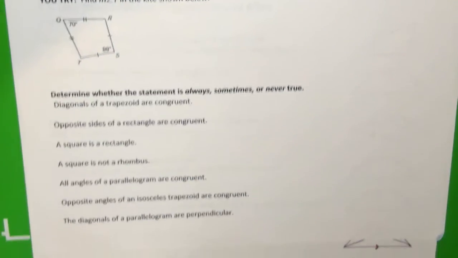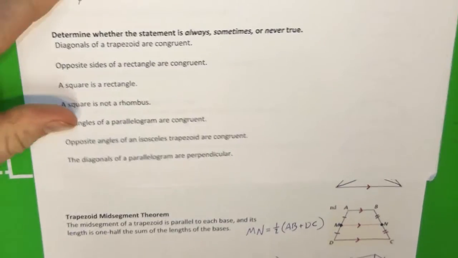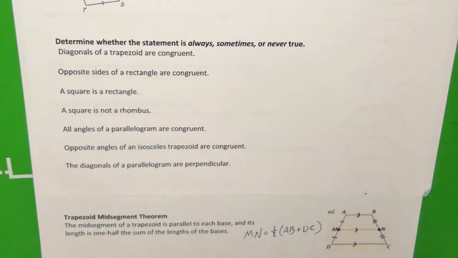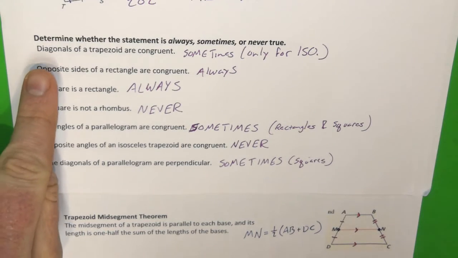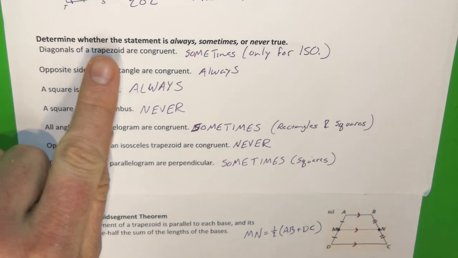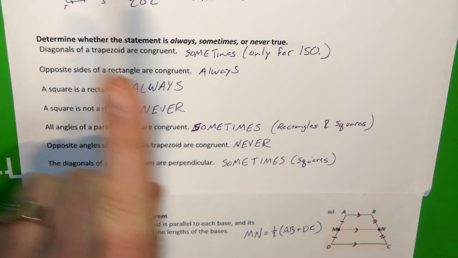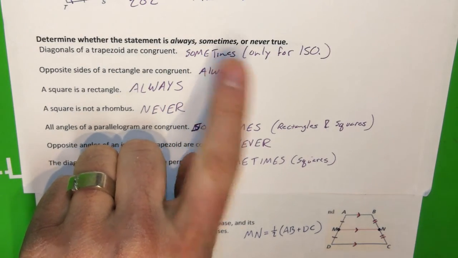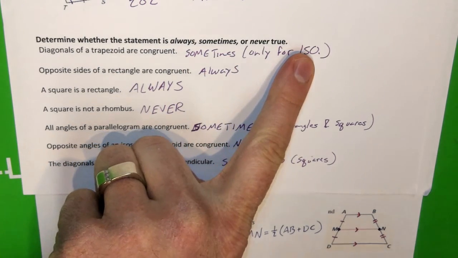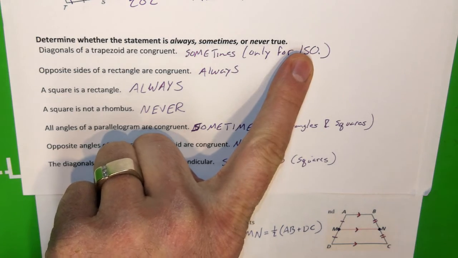All right, the last piece that we're going to have right down here is going to be determining whether a statement is always true, sometimes true, or never true. And so we're going to go through our topics here. Diagonals of a trapezoid are congruent. That is only sometimes true. It is true for an isosceles trapezoid, but it is not true for all trapezoids.